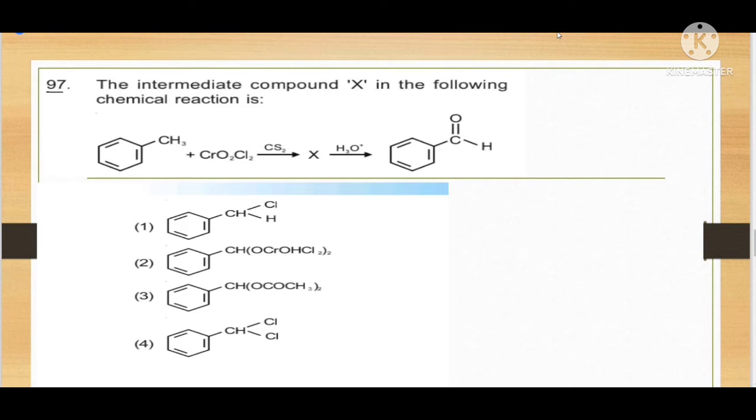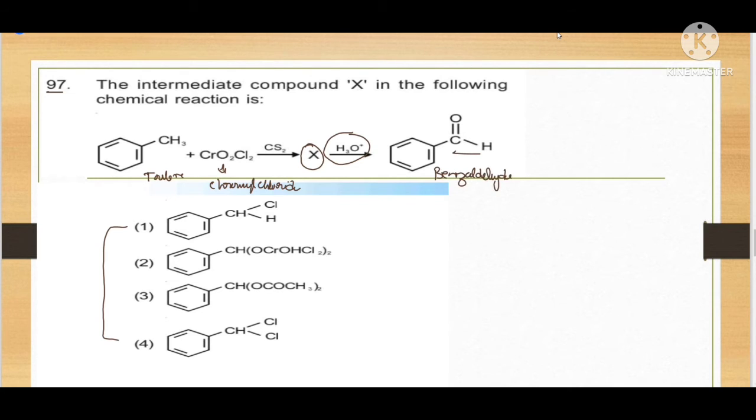Now let us discuss question 97. What is the intermediate compound X among the given four options? When you observe this reaction, toluene reacts with chromyl chloride in the presence of CS2 to form an intermediate X, then reaction with H3O+ forms benzaldehyde.